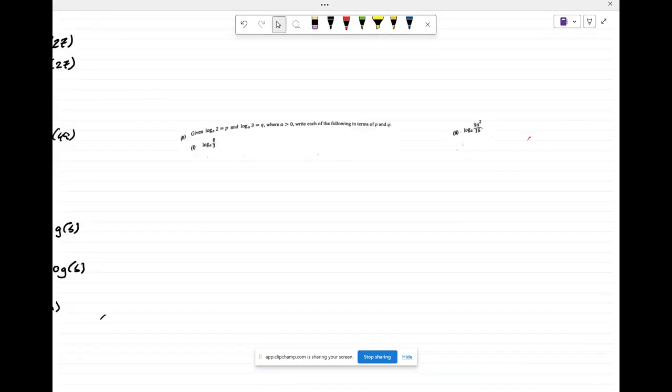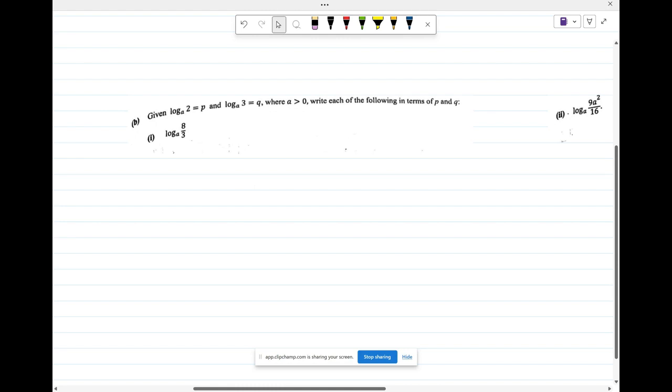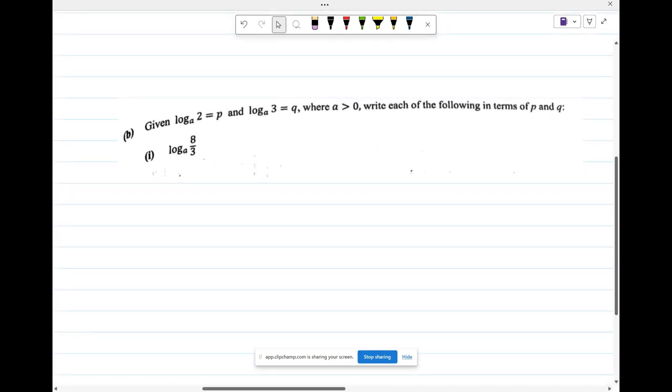So our last question says, given log to the base a of 2 is equal to p, and log to the base a of 3 is equal to q, where a is greater than 0. Oh yeah, that's another rule of logs: you can't have logs of minus numbers. You'll see that if you mess around with your calculator, you'll come to the same thing. But that's just a rule, you don't really need to remember it. But okay, so write each of the following in terms of p and q.